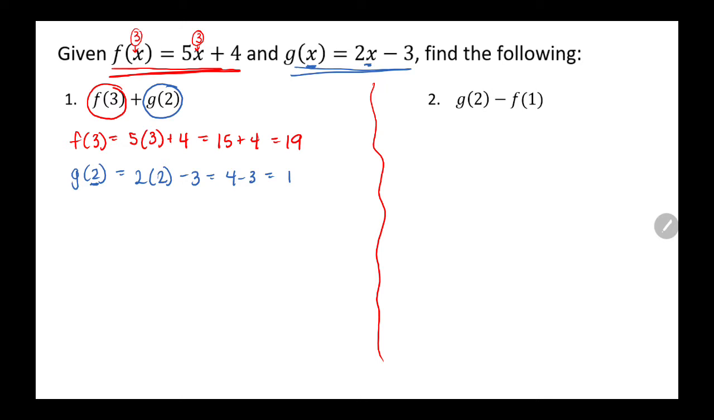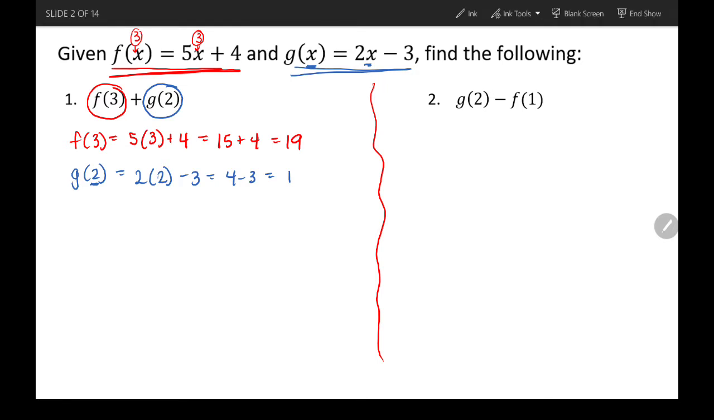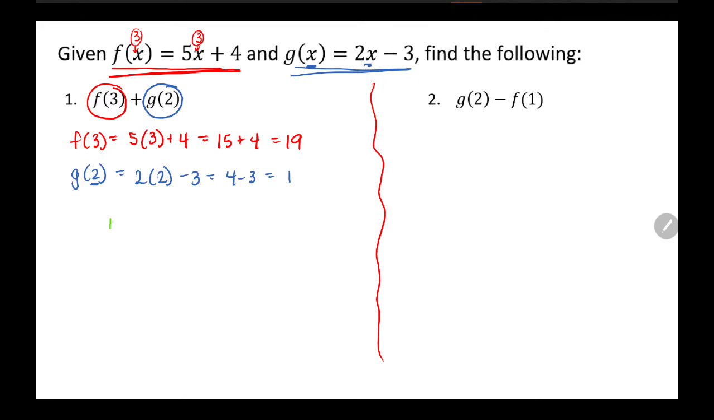Now in my final step, I'll put them together. So f of 3 was 19, plus g of 2, which was 1. So our final answer is 20.